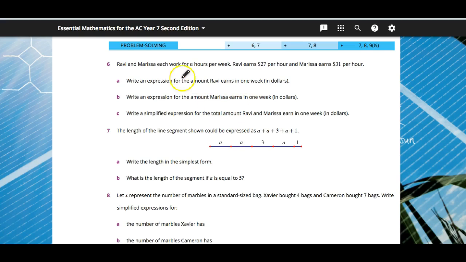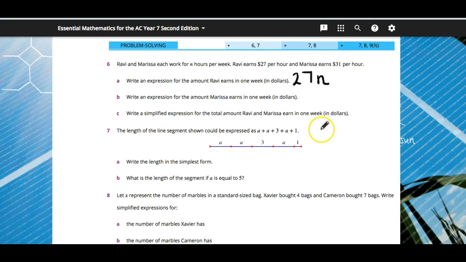All right, Ravi and Marissa each work for n hours per week. Ravi earns $27 per hour and Marissa earns $31 per hour. God, they earn a lot of money. Write an expression for the amount Ravi earns in 1 week. So if he gets paid $27, and we don't know how many hours that is, but we have to multiply it by whatever that is. So it's going to be just 27n.